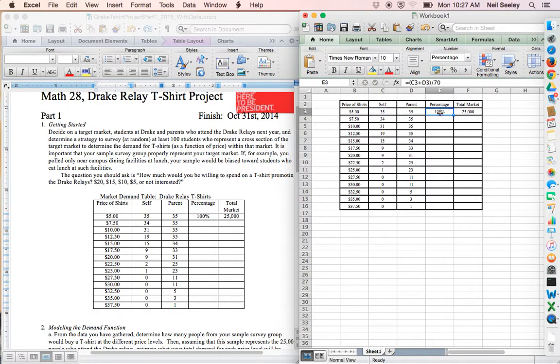There it is, 100%. Now what I'm going to do, since that formula is just taking these numbers to the left, adding them up, and then dividing it by 70, I'd like to do that for every one of these.